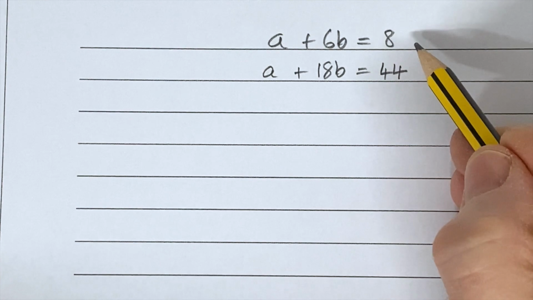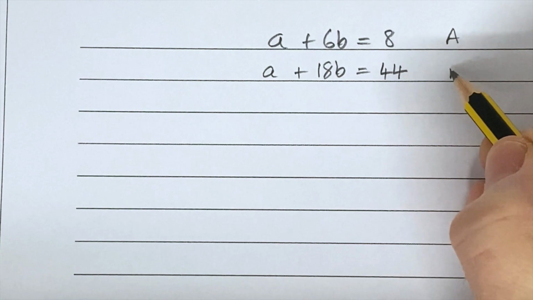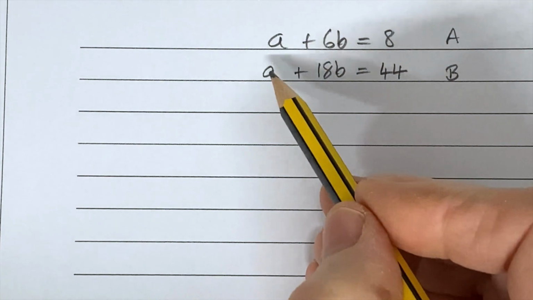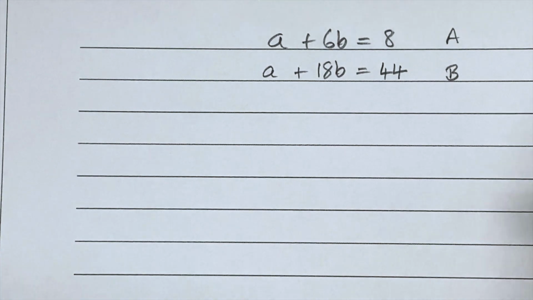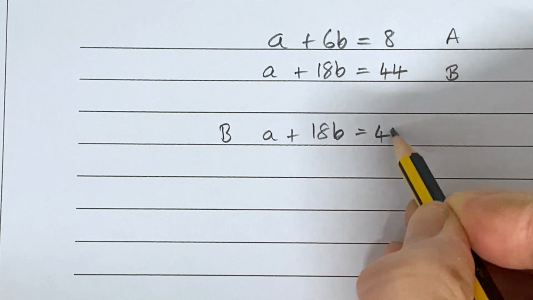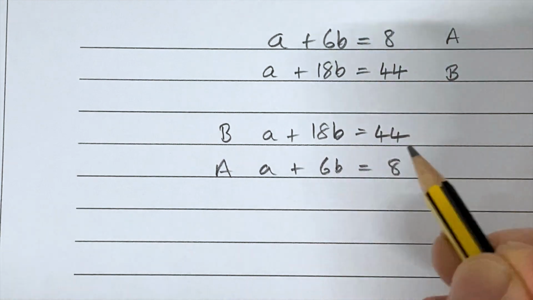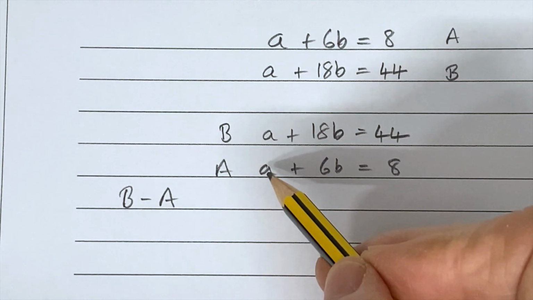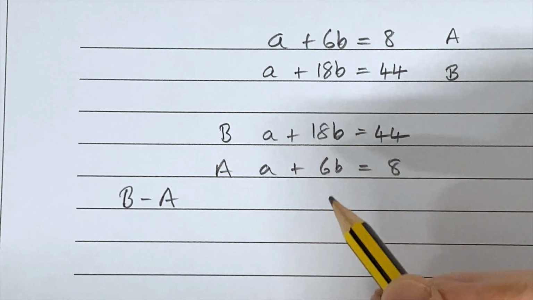Now you might be recognizing that these are in fact simultaneous equations. So let's call that one A and that one B. And because B has the larger figures in it, and also because there's just A on both of them, I'm going to do equation B, subtract equation A. Let's write B again here. A plus 18B equals 44. And we'll write A again here. A plus 6B equals 8. And then we're going to do B, subtract A. But of course, A take away A is 0, so we don't even need to write anything down. 18B take away 6B is 12B.